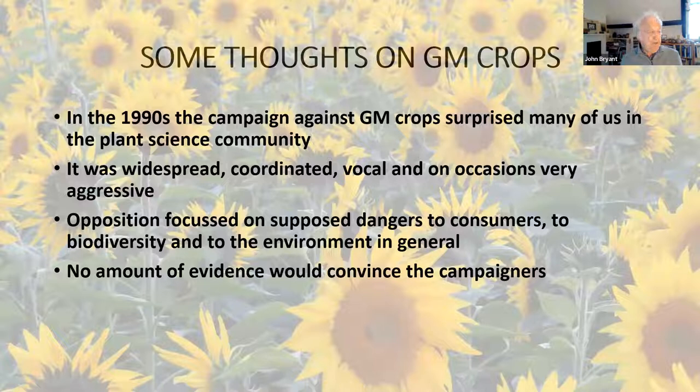And so the campaigns included ripping up trials of GM crops, and although that is criminal damage, the people doing it were found not guilty by juries in courts. And so, as I say, it spread very far, that in some ways these things were not to be used ever, ever. And that opposition focused on a number of things: that these were dangerous to consumers, that we would be eating foreign genes that hadn't been eaten before; that there would be a danger to biodiversity because there'd be a focus on just a single genotype; and indeed that maybe the transferred genes would spread to wild relatives and to the environment in general. And so those three areas were very much the focus of the opposition to the crops.